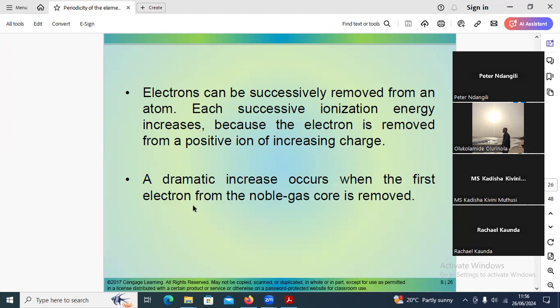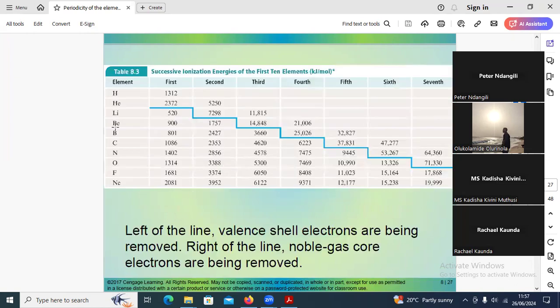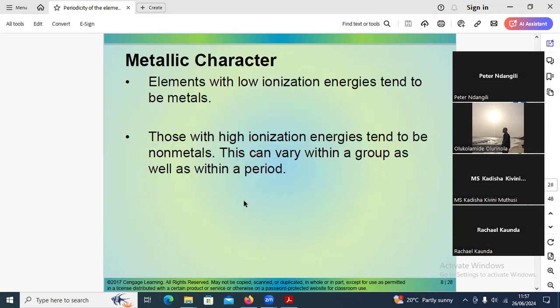Okay? We are saying that we will see a dramatic increase when an electron is removed from a noble gas core configuration, because a noble gas core has a very stable configuration, and it is actually resistant to the removal of any electrons. Now, that one is explained in this table that we have here.